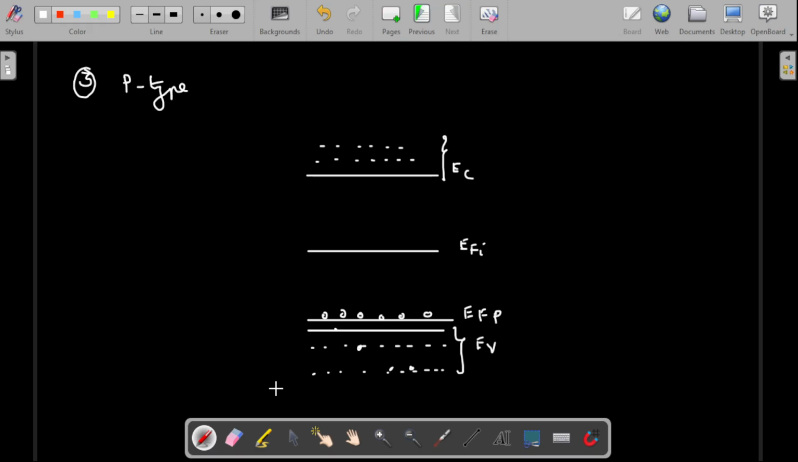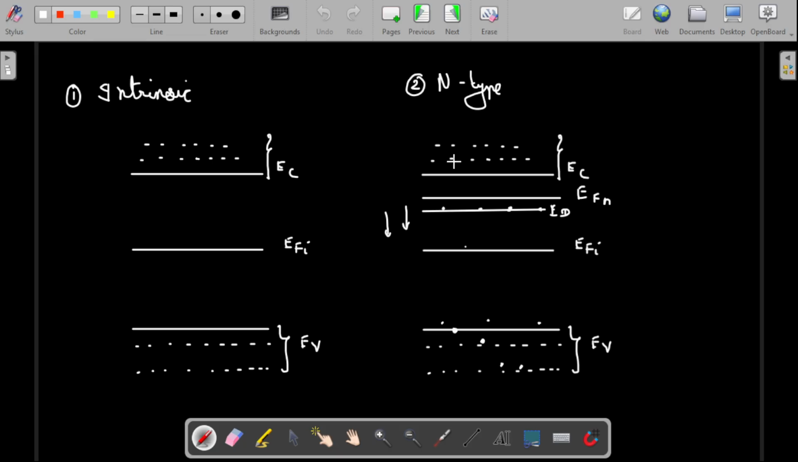This is the EFP. And this level, above which we have seen some holes will be present, we can say is the acceptor level. So here the holes will be present, that is, we can state the energy level of the acceptor atom. This is the EFP, below which every energy level will be occupied by electrons. So this is the Fermi level of P type. This is the thing that we need to carefully understand.